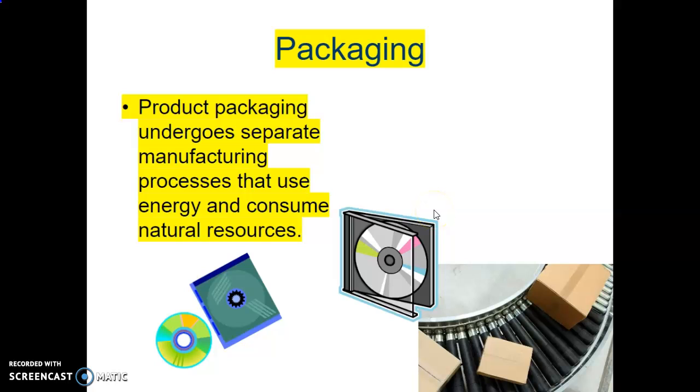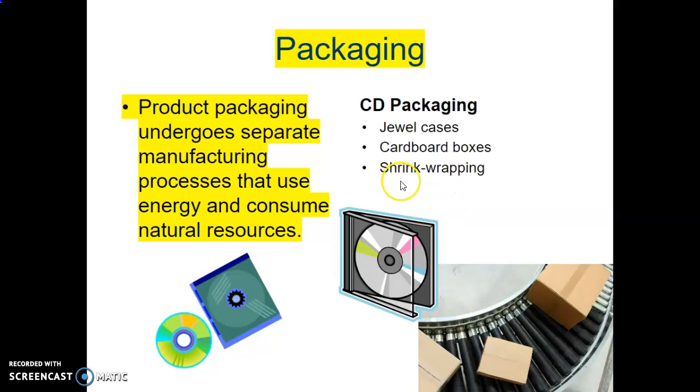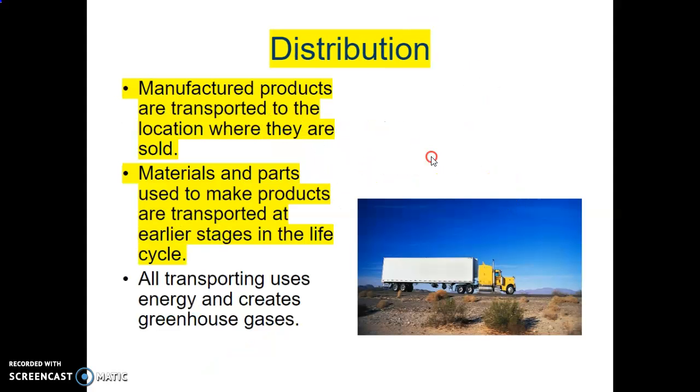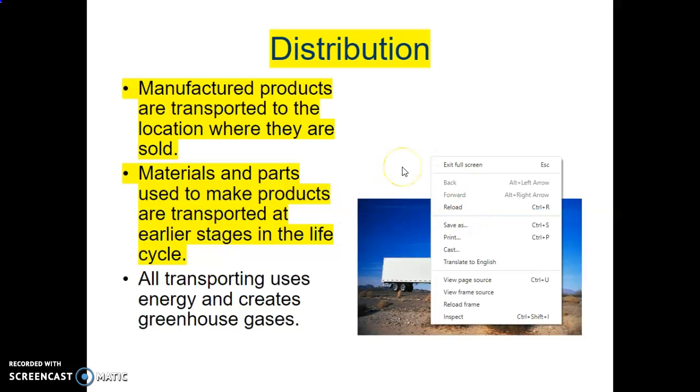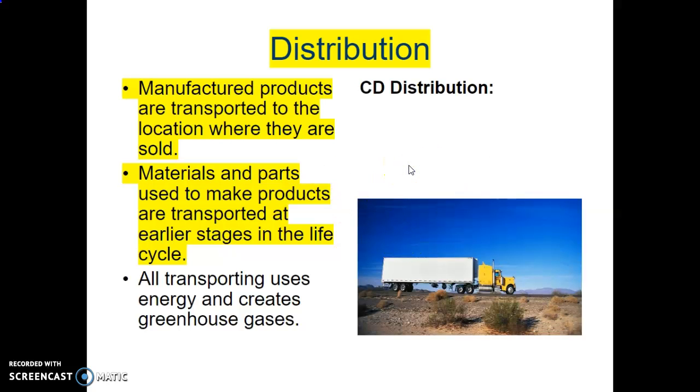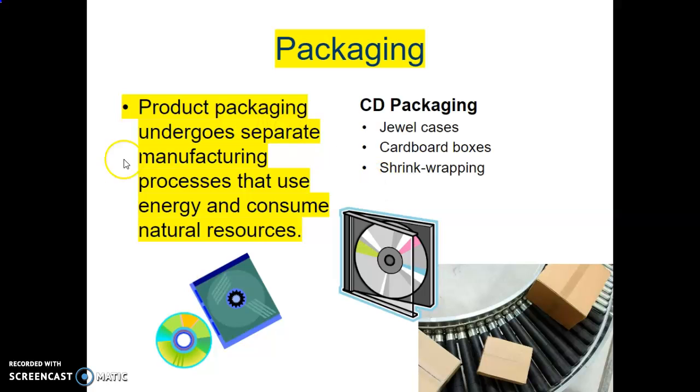Packaging is your next step in the product life cycle. Product packaging undergoes a separate manufacturing process. This also uses energy and consumes natural resources. CD packaging: jewel cases, this is our example, remember? Cardboard boxes, shrink wrapping. Sorry, I went too fast. Let me go back. There we go.